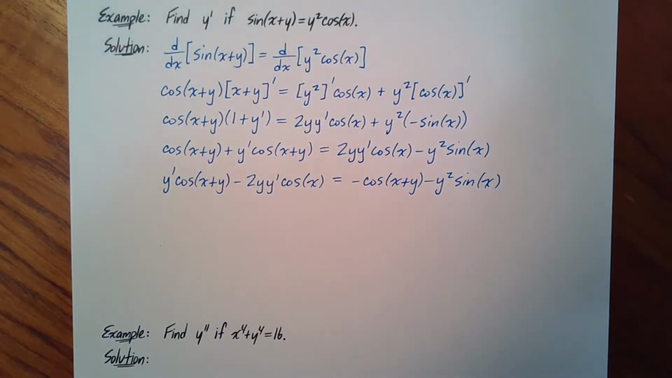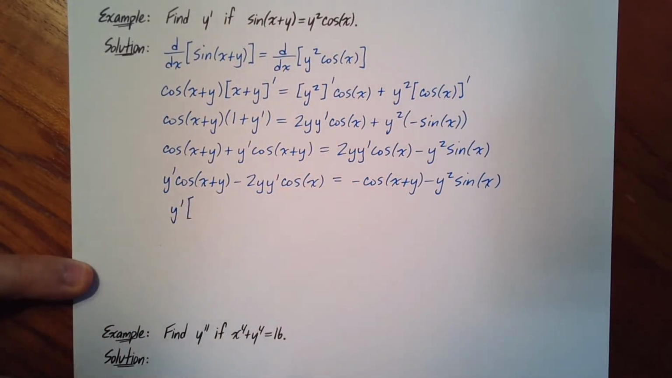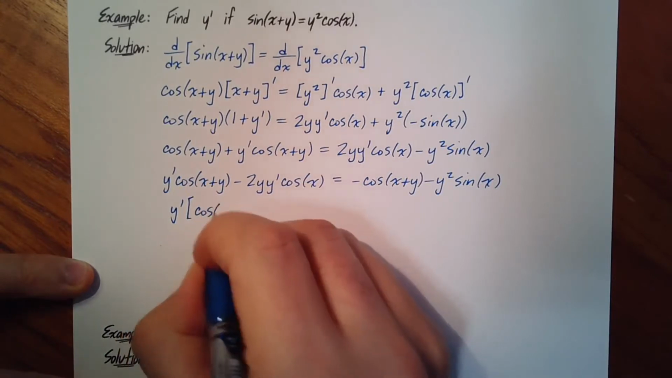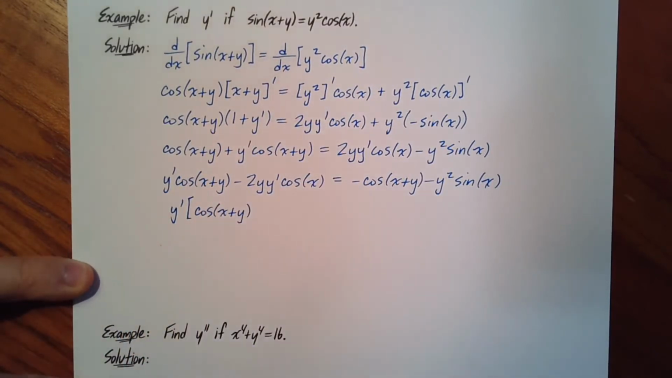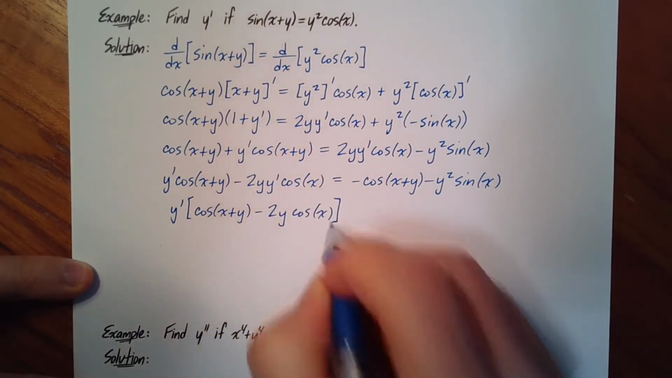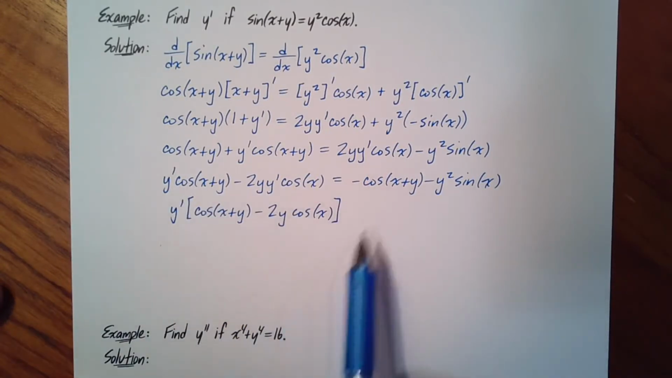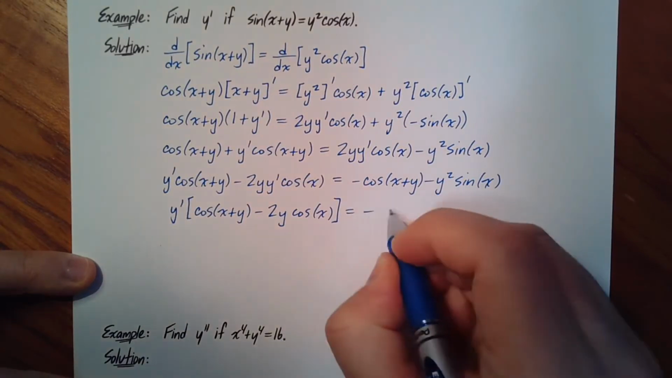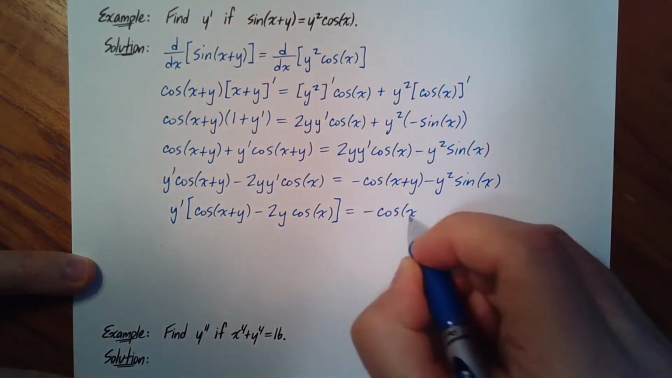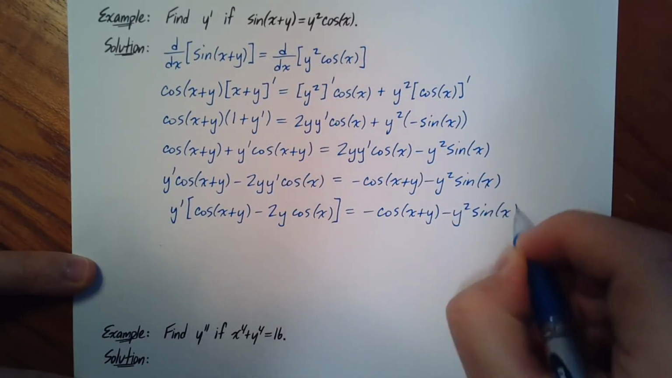So now we've got all the y prime terms together on the left-hand side of the equation. It's time to factor out y prime. So we can factor out y prime, and we're going to get the following. Y prime times, well, everything else, right? Cosine of x plus y minus 2y cosine of x. That's what you get if you factor out y prime from this term and this term. Okay, but on the right-hand side, nothing's happening, so we're just going to leave that term as it is, cos of x plus y minus y squared sine of x.